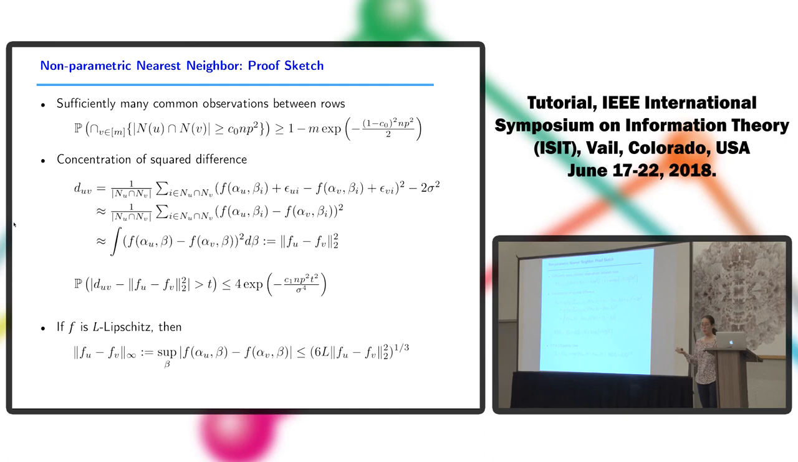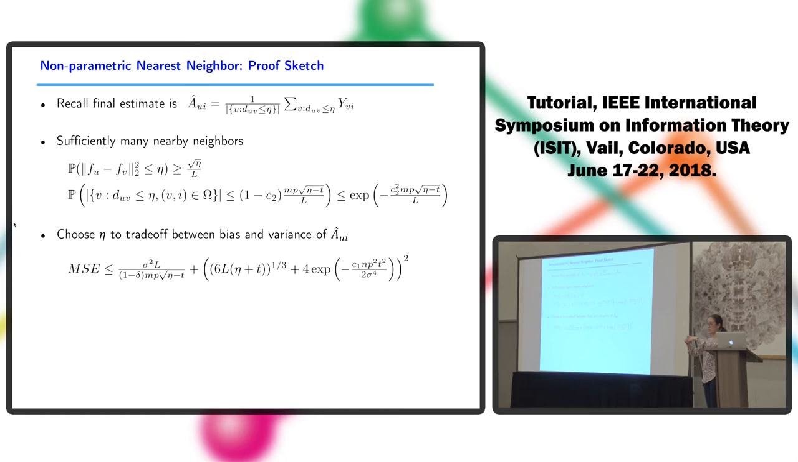So now we have that the distance actually concentrates well along what we want. Then the final estimate is simply to average within a ball around similar rows with similar values to you. And all this step here is just arguing that there's sufficiently many points in this ball.